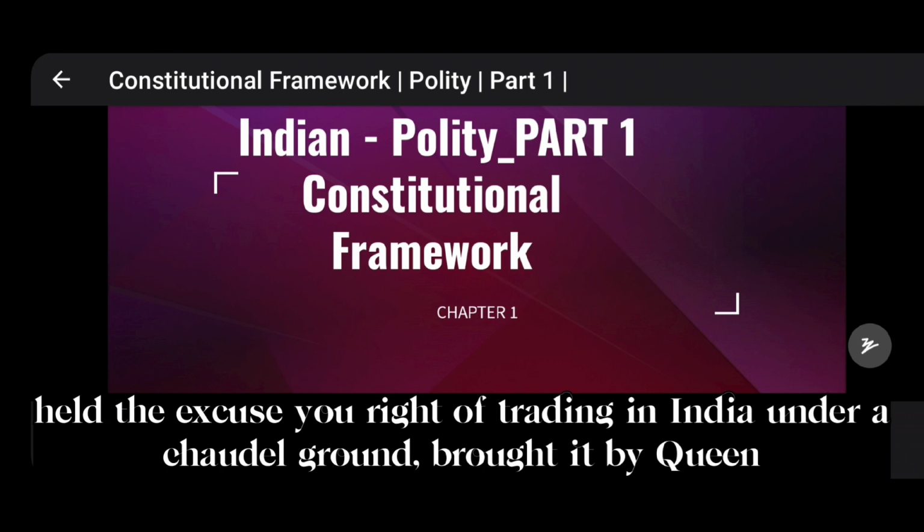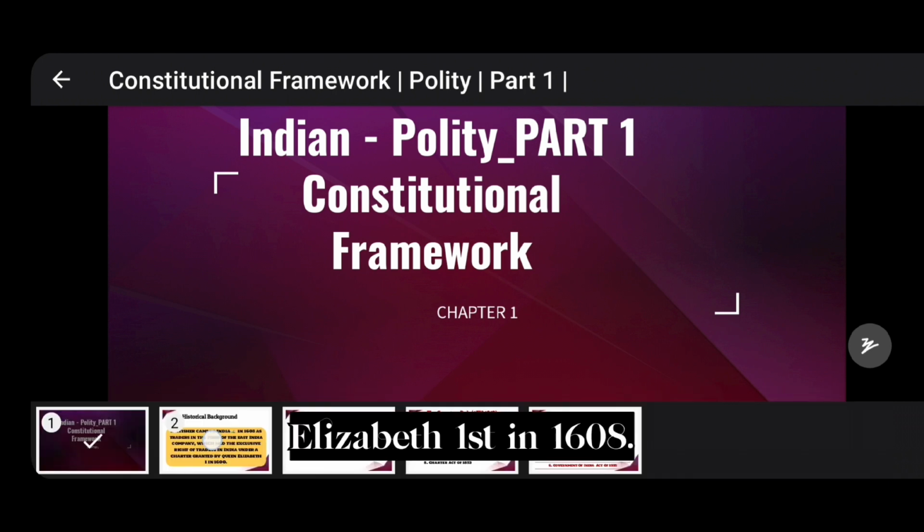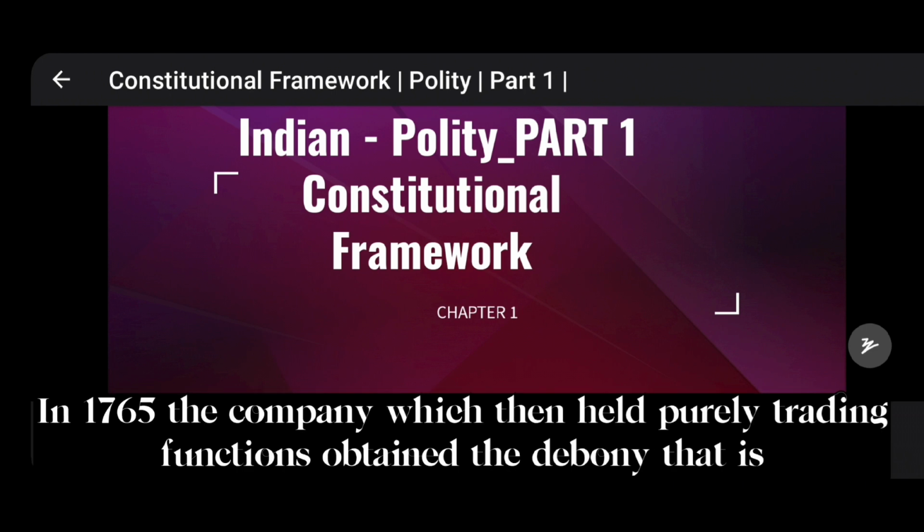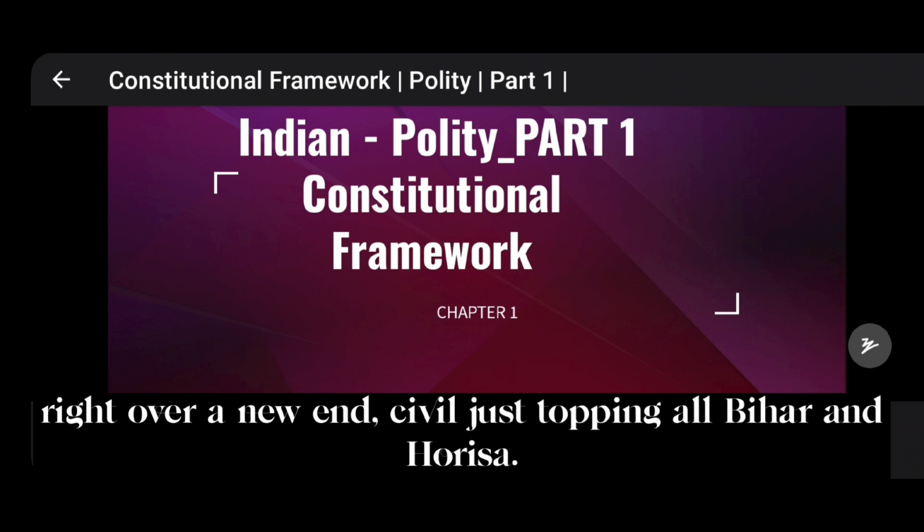which had the exclusive right of trading in India under a charter granted by Queen Elizabeth I in 1600. In 1765, the company, which till then had purely trading functions, obtained the Diwani, that is, the right over revenue and civil justice of Bengal, Bihar, and Orissa.